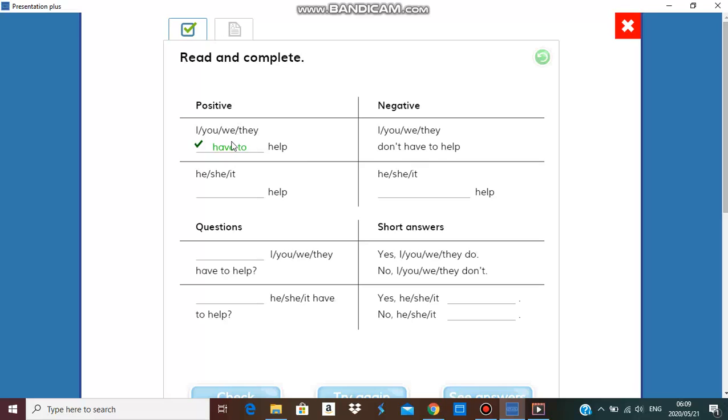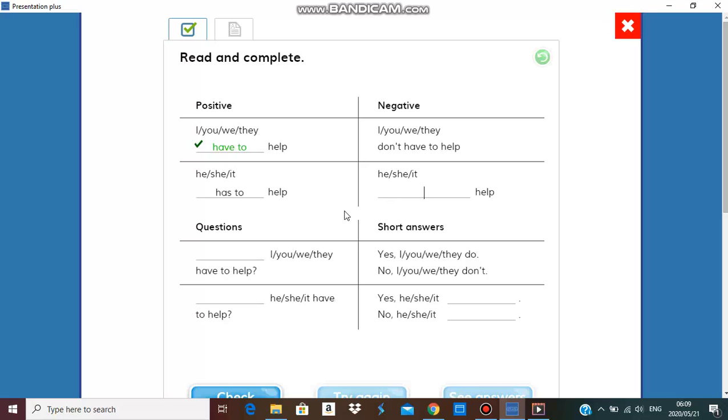And our second exercise is about the rules. So for positive singular, you say I have to help, you have to help, we have to help, and they have to help. For negative, I don't have to help, you don't have to help, we don't have to help, and they don't have to help. What about he, she, and it? You will say he has to help, she has to help, it has to help.